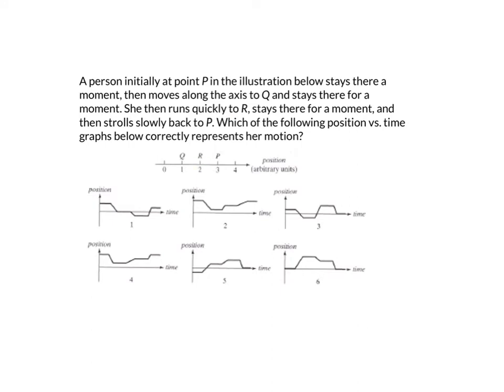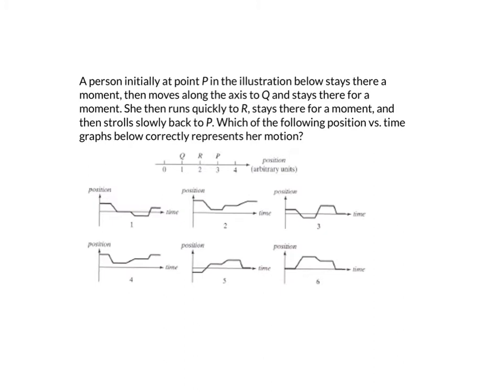Position R is at 2 units to the right of the origin, and she stays at R for a moment, and then she strolls slowly back to point P. And the question is, which of the following position versus time graphs correctly represents her motion?